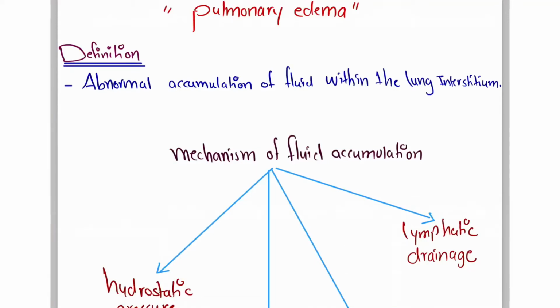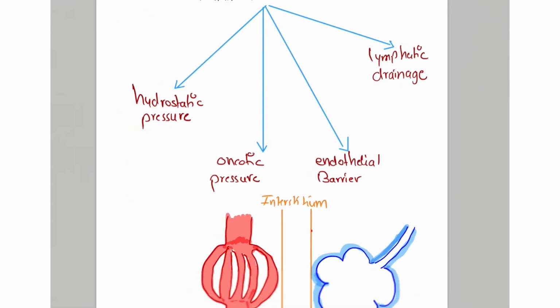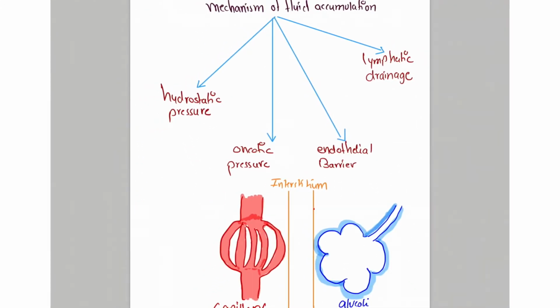Lecture today is about pulmonary edema. It can be defined as abnormal accumulation of fluid within the lung interstitium, which is the space between alveoli and pulmonary capillaries. What is the mechanism of fluid accumulation inside the interstitium? The movement of fluid from pulmonary capillaries into the lung interstitium is controlled by several factors.